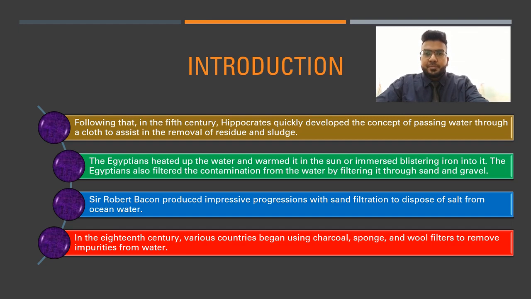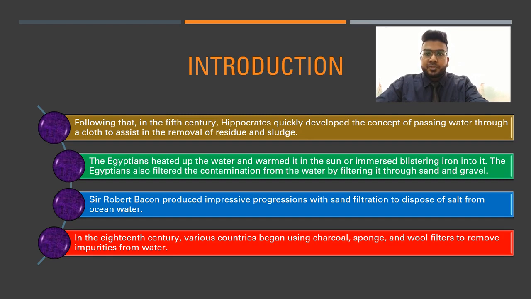Afterward, in the 5th century, Hippocrates was quick to build up the idea of passing water through a cloth to eliminate residue and sludge. The Egyptians decontaminated drinking water by utilizing various techniques to kill harmful microorganisms during the 3rd and 4th century. They heated up the water and warmed it under the sun or immersed blistering iron into it. The Egyptians also filtered the contamination from water by filtering it through sand and gravel.